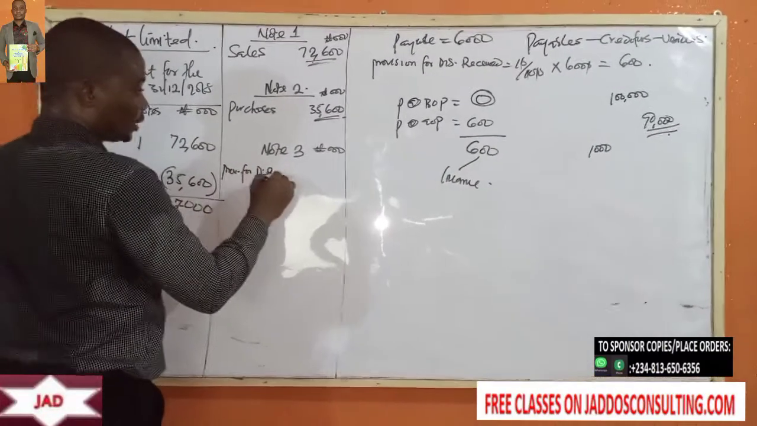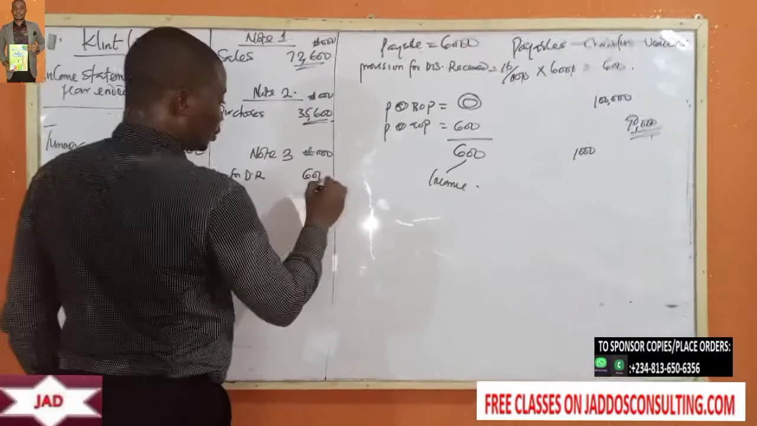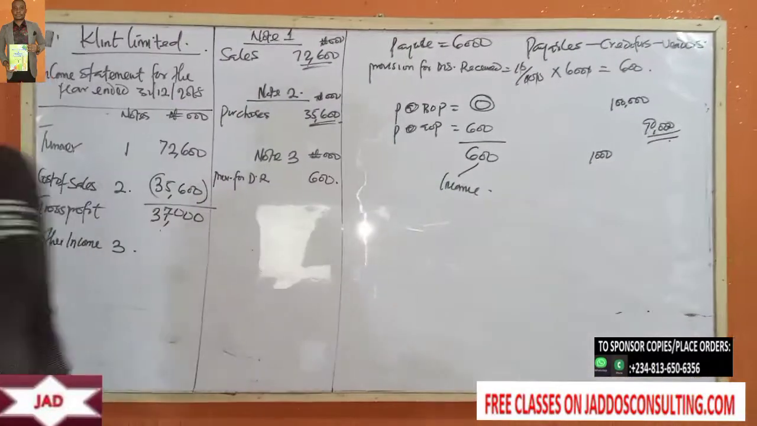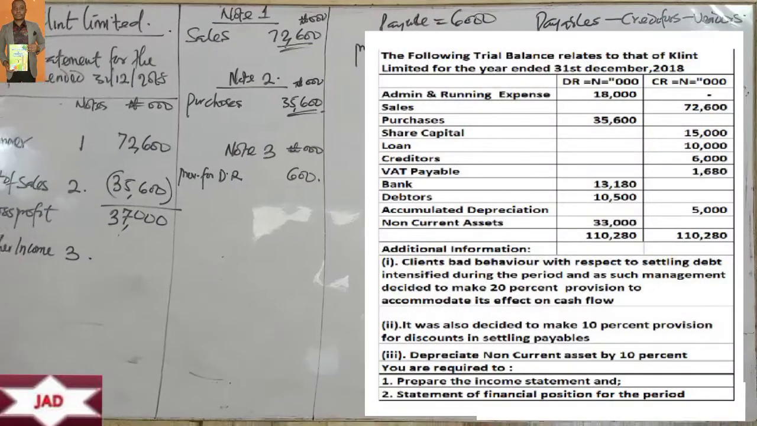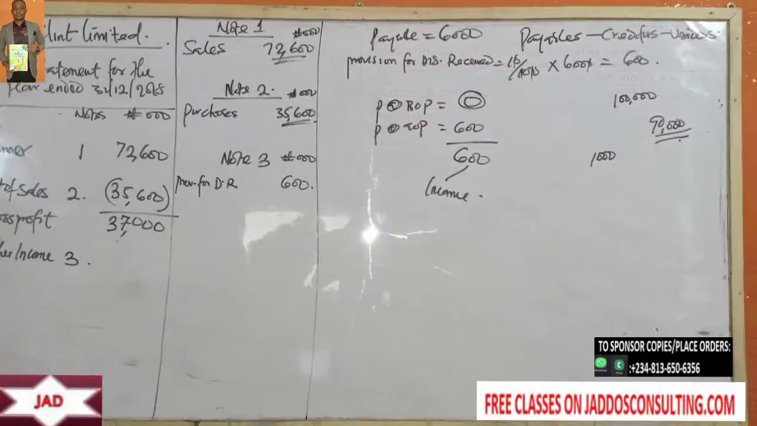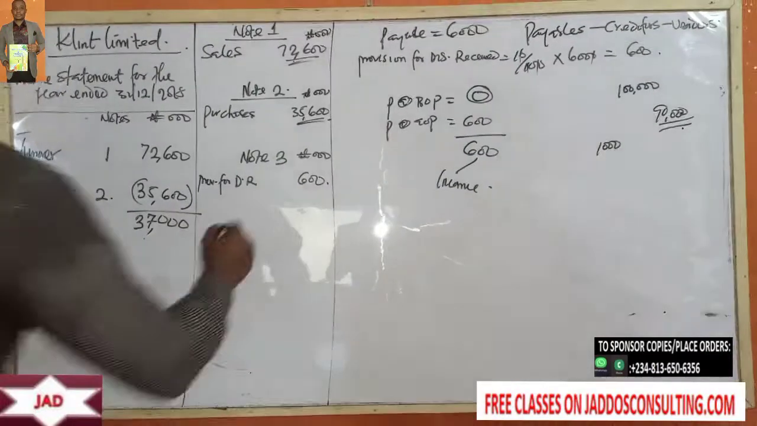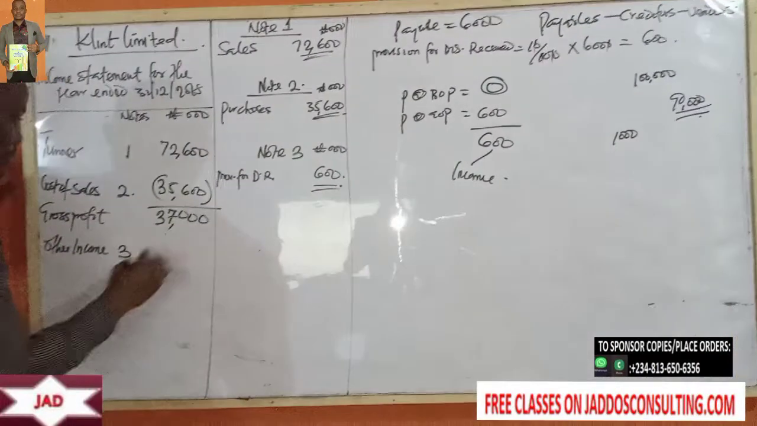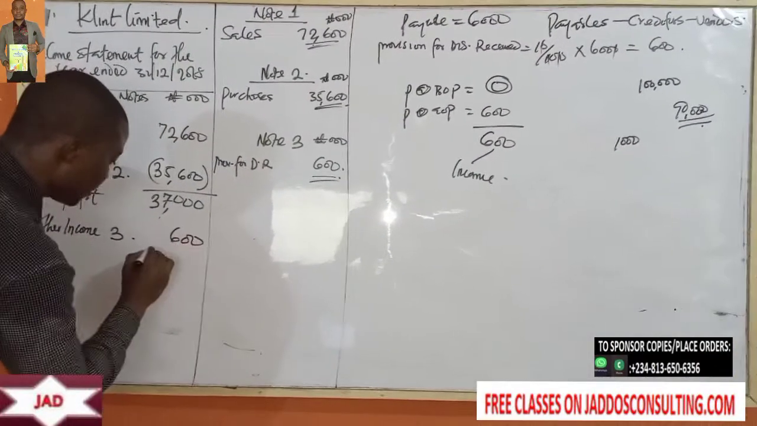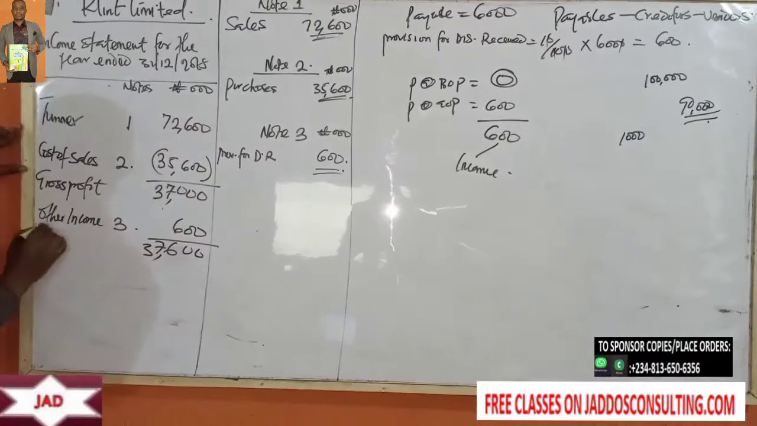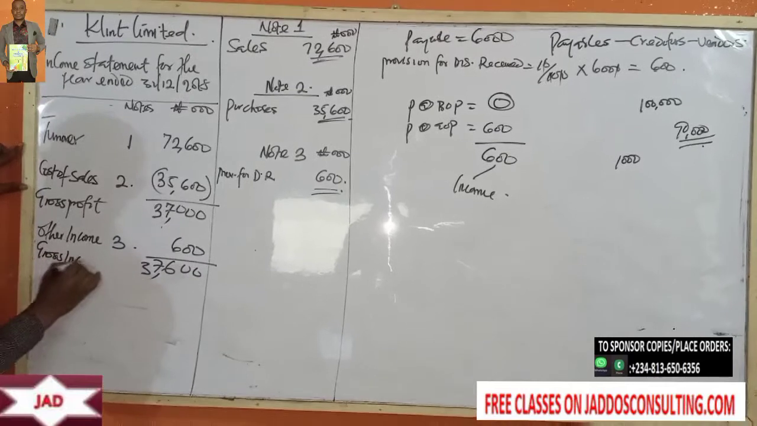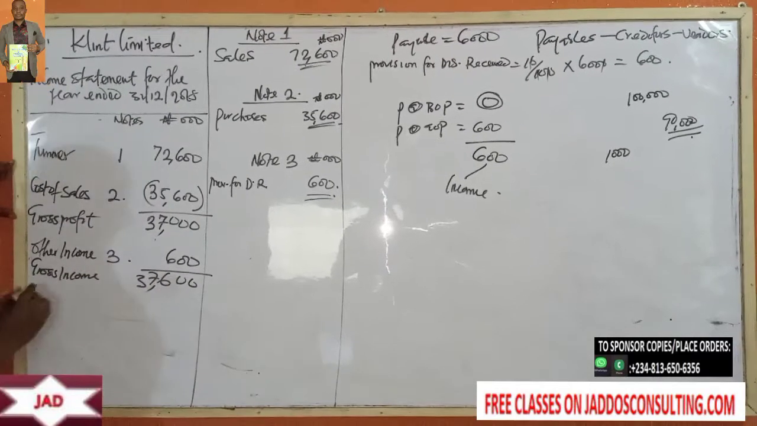So that means here for other income, which is note 3, there's provision for discount received of 600. Is there any other income item here? There's none. So we can conclude that this is the other income. We have 600 here.